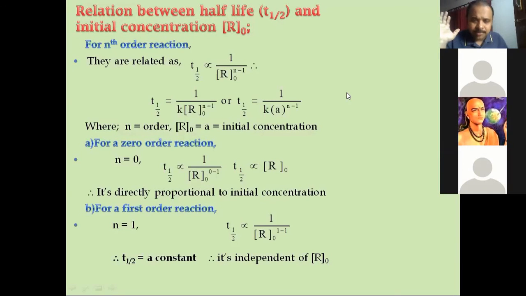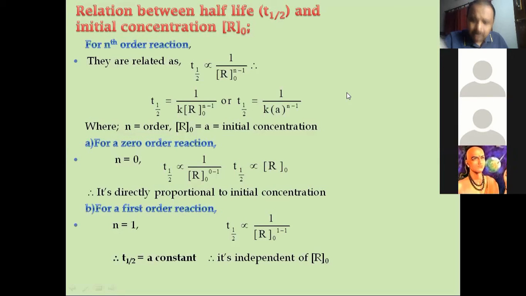I am going to plot T half versus R naught for zero order. We told this just now. Straight line passing through origin. Now, half-life is plotted against 1 by R naught. It gives a straight line passing through origin.